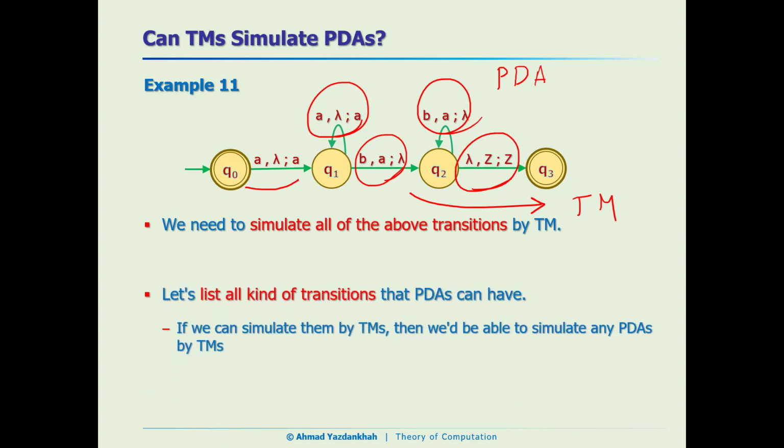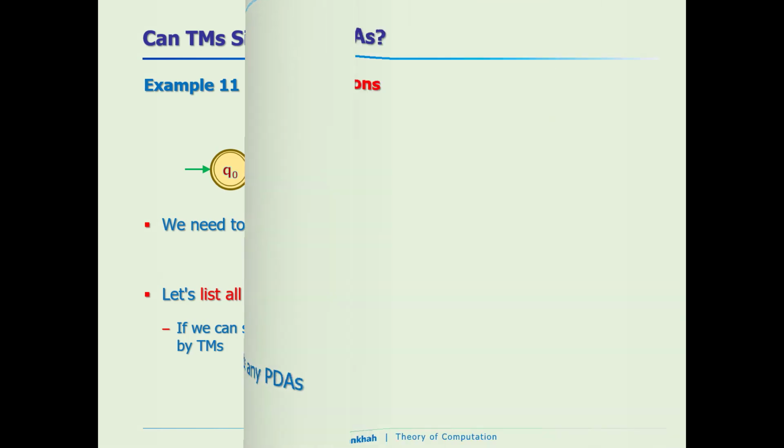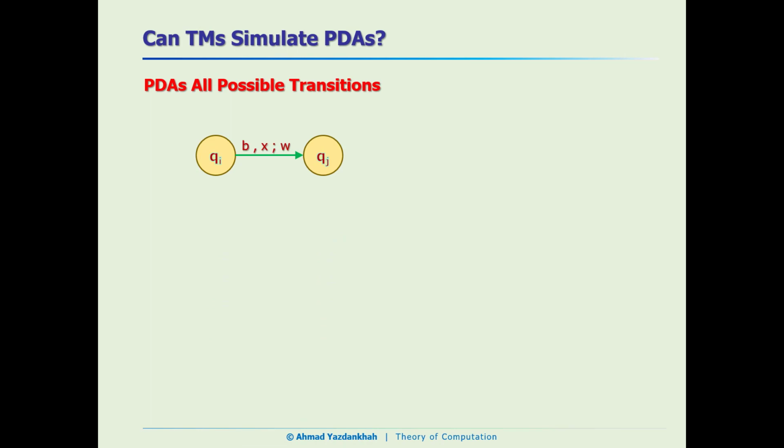All right, let me show you all of the possible transitions that a PDA can have. So this is one of them. If the input is B and if the top of the stack is X, then consume this and then pop this and push this, whatever it is. The W can be a string. This is one general type of the PDA's transition.